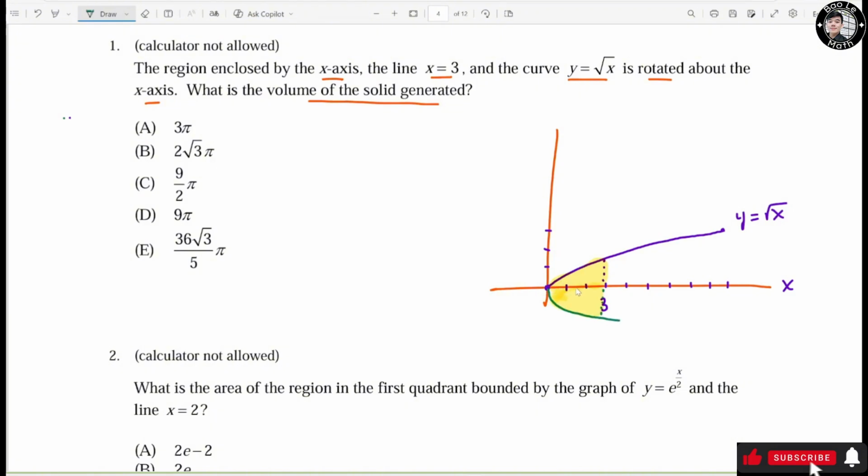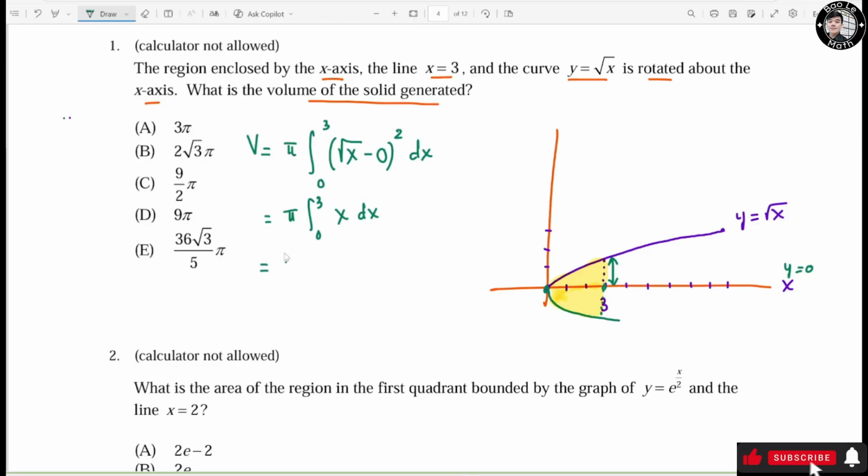So, to find the volume of this one, we're going to use this method, right? The radius is the distance between the function y equals square root of x and the x-axis, right? So, the volume equals pi, the integral from 0 to 3, of square root of x subtract 0, right? Because the x-axis means y equals 0, right? Squared dx. So it could be pi, the integral from 0 to 3 of x dx, right?